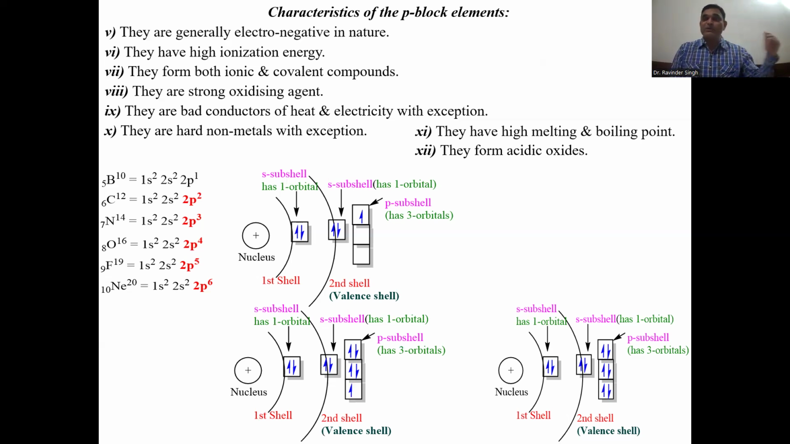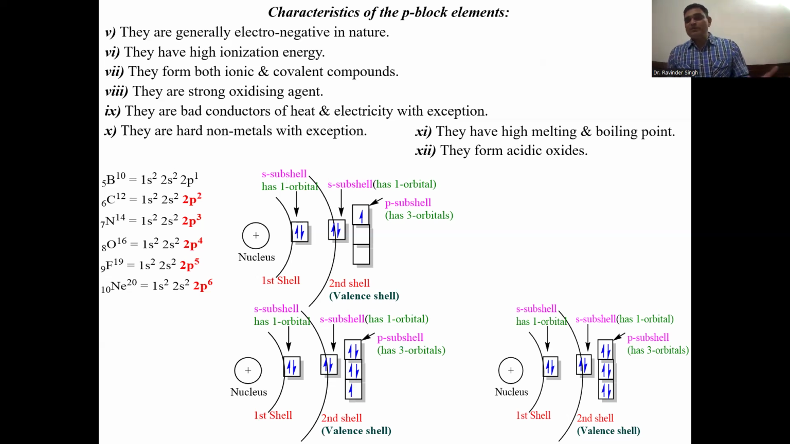smaller size as compared to the s block element, because as we move from s block to p block, on moving left to right, we will see that the size decreases. We will discuss it later on also in the next lectures. Why the size decreases on moving left to right, why the size increases on moving down the group.